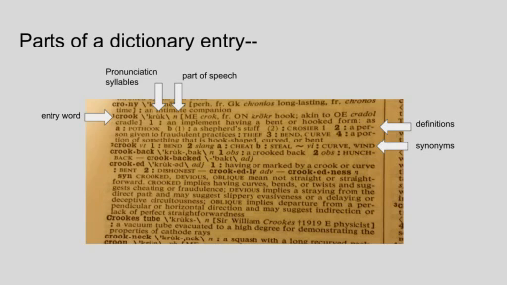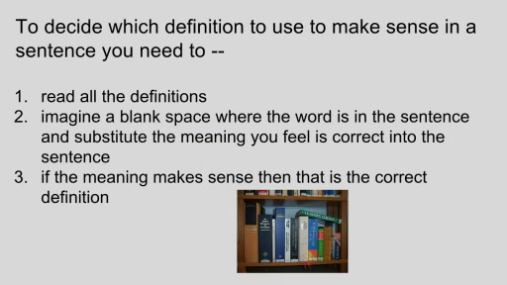Parts of a dictionary entry. This is an actual dictionary entry page. We have the entry word, which is crook. We have a pronunciation key and syllables. It's a one-syllable word. It tells us the part of speech. It's a noun. We have definitions, 4 definitions, and we have synonyms. This is what a typical dictionary entry page would look like.